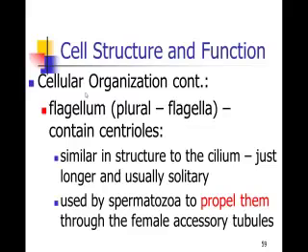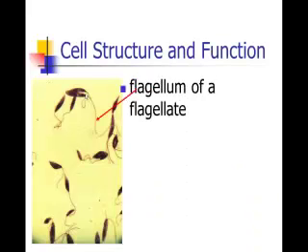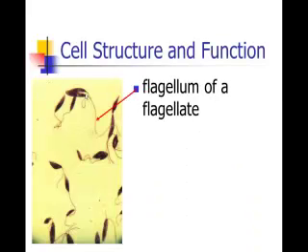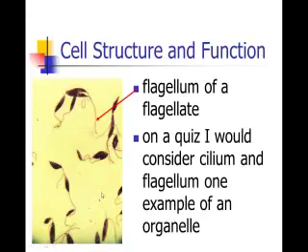The flagellum is used by the spermatozoa to be able to swim. It propels the spermatozoa through the female accessory tubules. The male tubules, the spermatozoa, are pretty much pumped, but when they get to the female tubules, they swim. So here are some flagellates, and you can see the individual flagella here. Here's one here, and here's one here. It's a fairly good picture of them, actually.